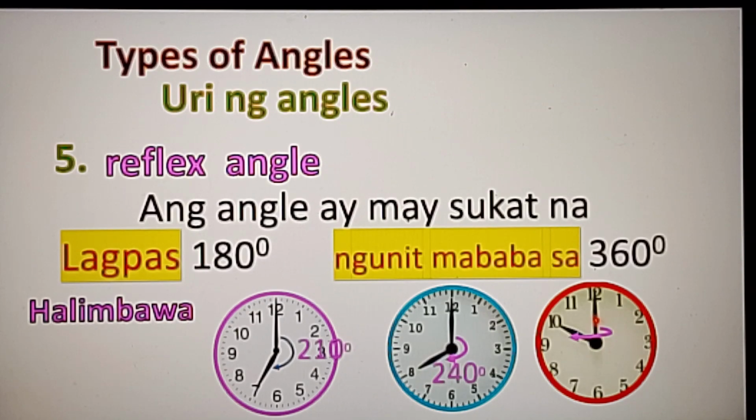So the rotation is from 1 up to 10. That measures 300 degrees. These are examples of reflex angles. 210, 240, 300 degrees are all greater than 180 degrees, lagpas sa 180 degrees, but maliit or mababa sa 360 degrees.